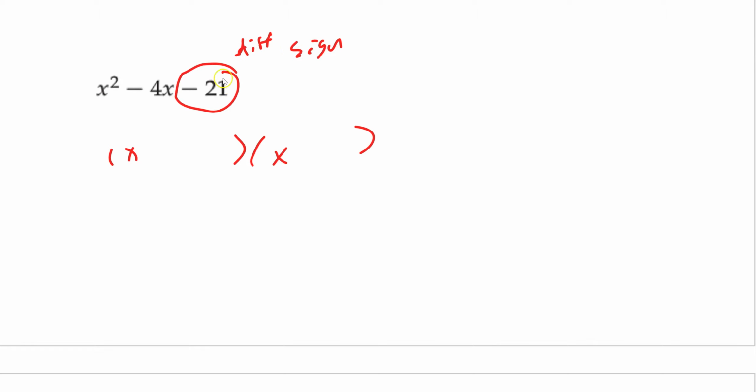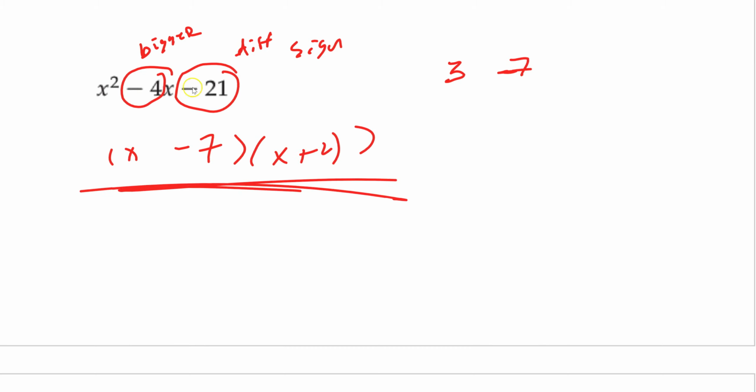So I need two things that multiply to get 21, but add to get 4. So that's 3 and 7. How do you know which one's negative? Look at the middle one. Whatever sign that has is the sign of the bigger number. So in this case, I know 7 has to be negative, because negative 7 plus 3 gives me negative 4.